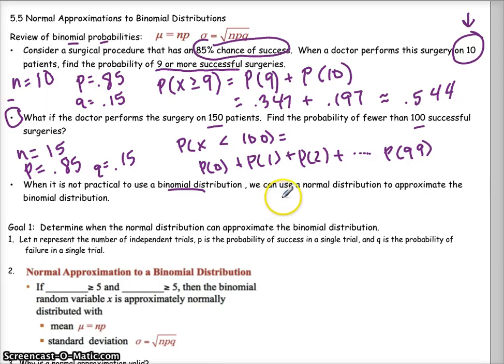So when it's not practical, rather than using a binomial distribution, we'll use a normal distribution to approximate the binomial distribution. So the point of this lesson is to know that when it is not practical to use a binomial distribution, we can change what we're doing and use a normal distribution to approximate for us. So let's look at that in goal 1.